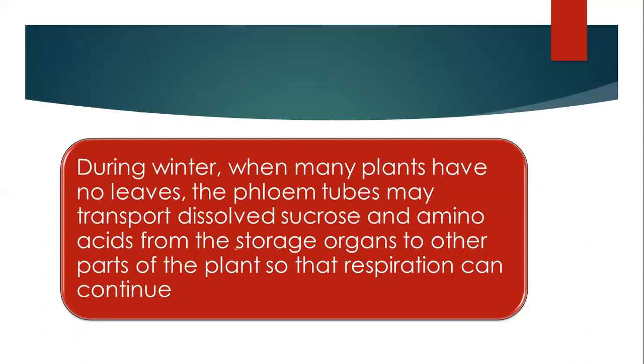So the plant needs energy. So it will transport sucrose and amino acids from the storage organ to the other parts of the plant, so that respiration, the production of energy, can continue. The storage here may be the roots. So the source here is the roots, and the sink is a different part of the plant that needs to do respiration. So the movement of phloem now will be from the root to different parts of the plant.